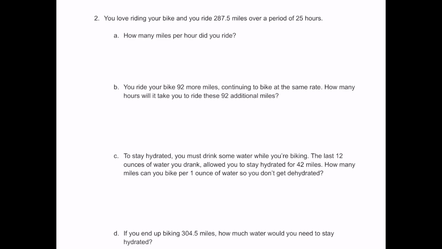So it turns out that you love riding your bike and you ride 287.5 miles over a period of 25 hours. So maybe you're a really good biker, or maybe you did this over a few days or weeks or something like that. But when it says in this first question for part A, how many miles per hour, that's a rate, right? That's actually a unit rate. Did you ride? Okay, and per 1 hour.